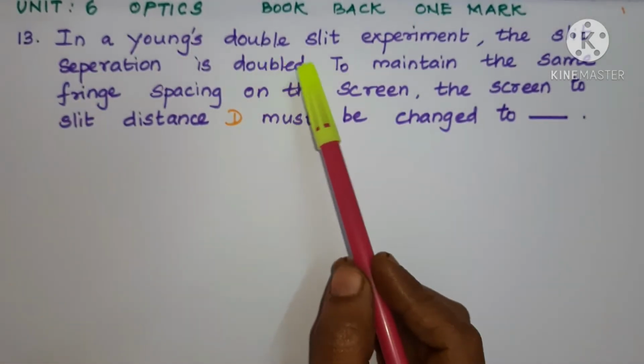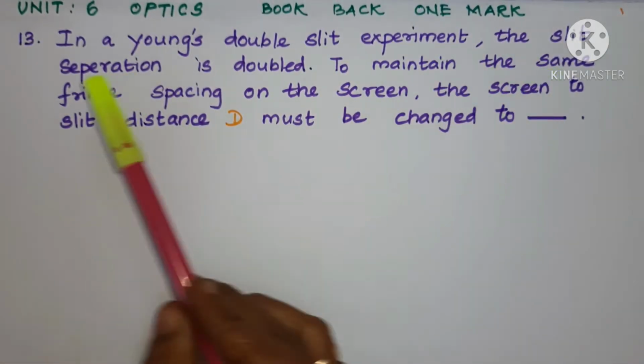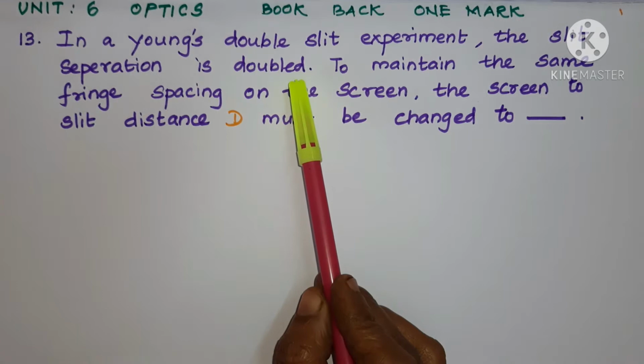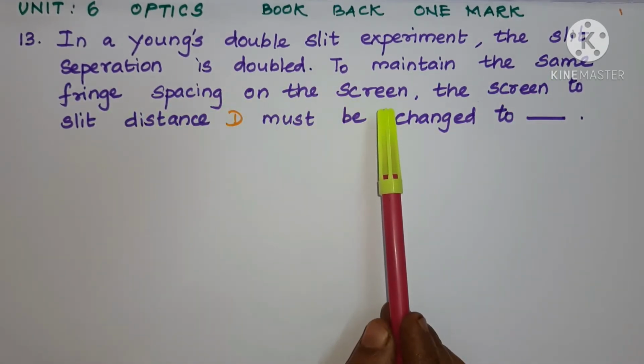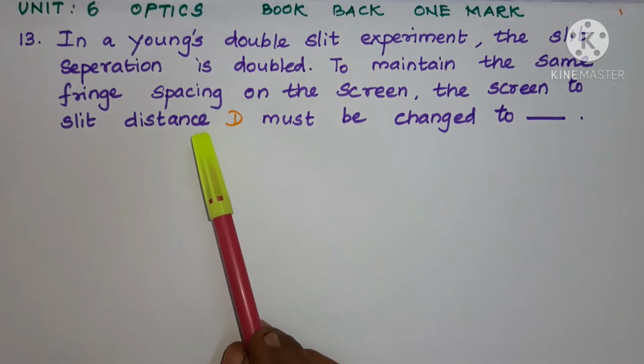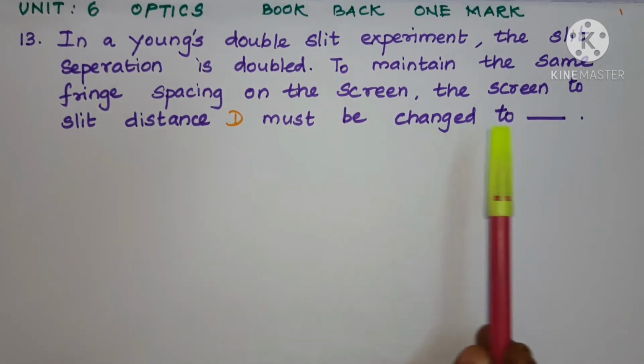In Young's double slit experiment, the slit separation is doubled. To maintain the same fringe spacing on the screen, the slit to screen distance D must be changed to.